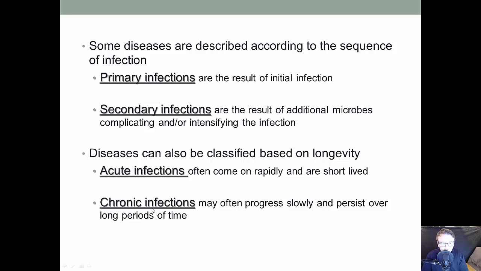These terms down here, acute versus chronic, again, maybe familiar with these. Acute is just a short term and typically goes away relatively fast, so rapid onset, short-lived. Chronic infections are more long-term. They can progress slowly and last for potentially the entire lifetime of a host. There are many diseases that are just in a chronic state permanently.